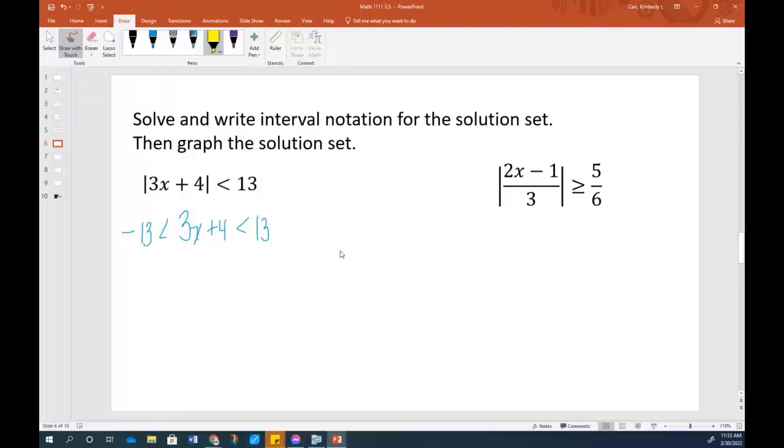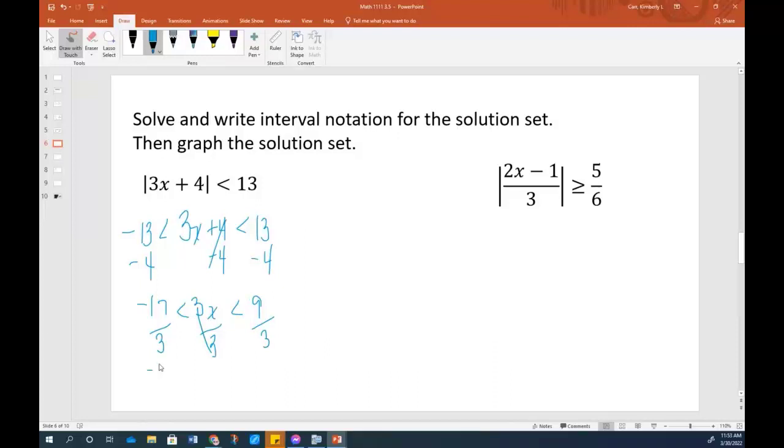When we solve something like this compound inequality, we can work on all three sections at once. So I can subtract 4 from all three sections, the left, the center, and the right. So -13 minus 4 is -17. Here, I just get 3x. And then over here, 13 minus 4 is 9. Generally, you want to divide all three sections because I'm dividing by 3. I'm trying to get x by itself.